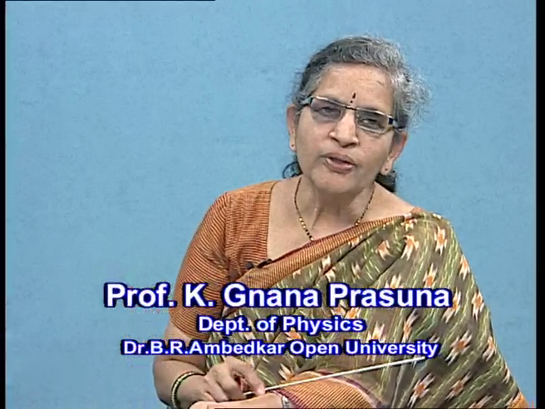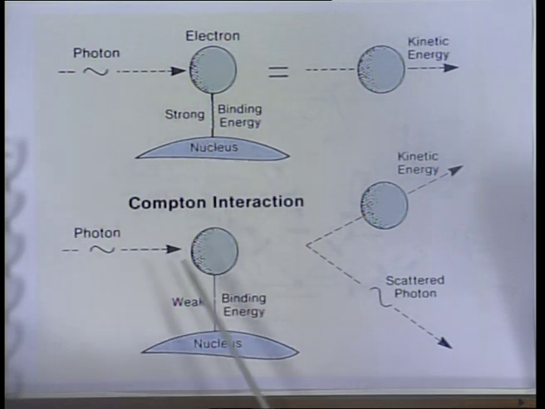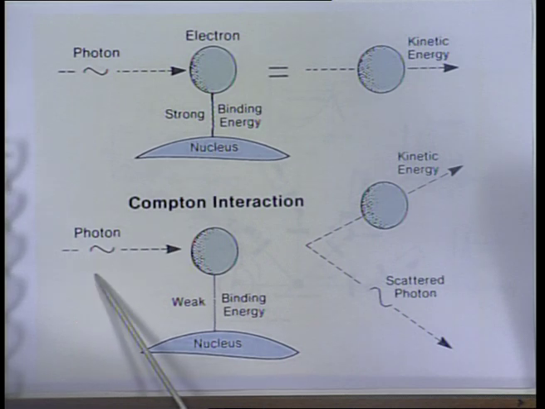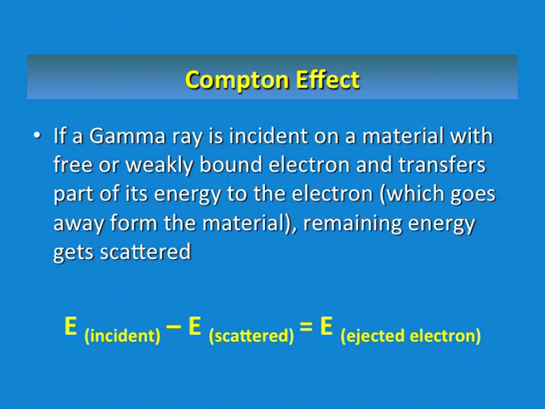Up till now, we have seen how the photoelectric effect occurs. In the photoelectric effect, the complete energy of the gamma ray photon is transferred to the atom. In the case of the Compton effect, the energy of the photon is such that it will knock out a weakly bound or free electron from the atom. If a gamma ray is incident on a material with free or weakly bound electrons, it transfers part of its energy to the electron, which goes away from the material, and the remaining energy is scattered.